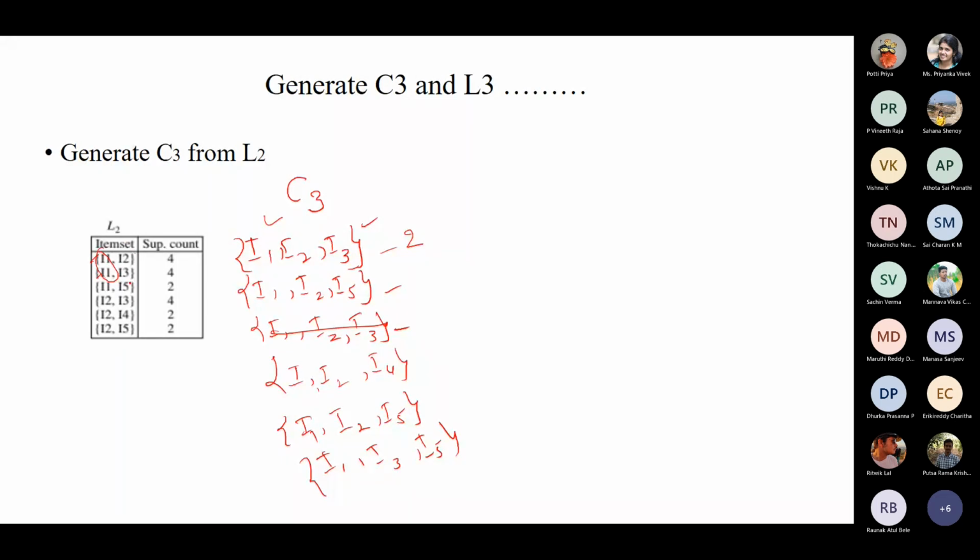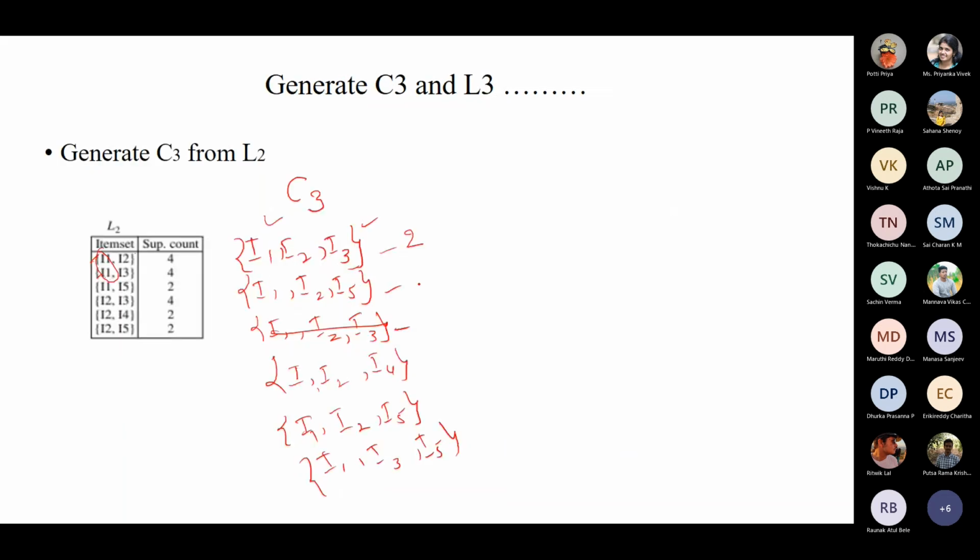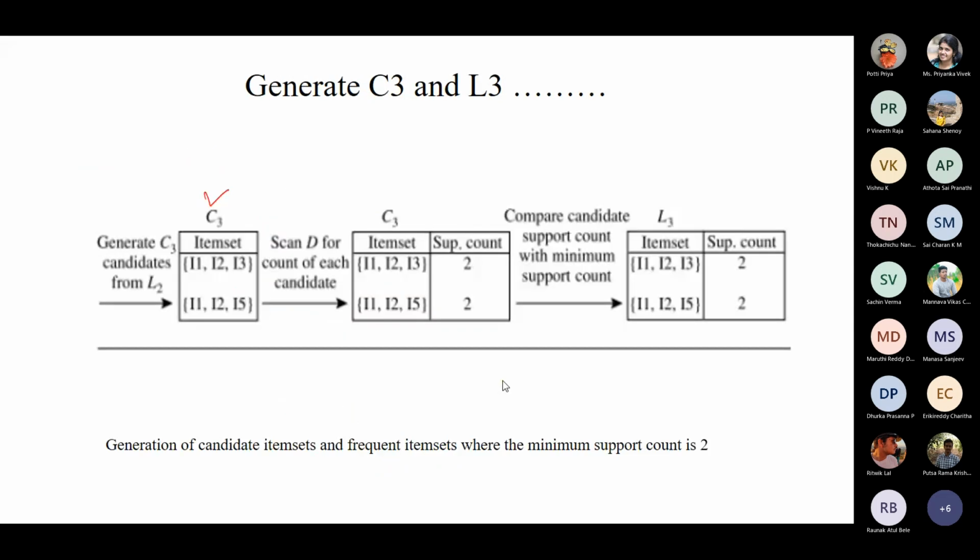So here, look at this. C3: you are joining the sets, and here you are getting counts less than the minimum support, somewhere 1, and so on. C3 is generated. In this C3 we take only these two, because the other sets' support count is less than 2. Listing out the support counts, the next step is to generate L3.